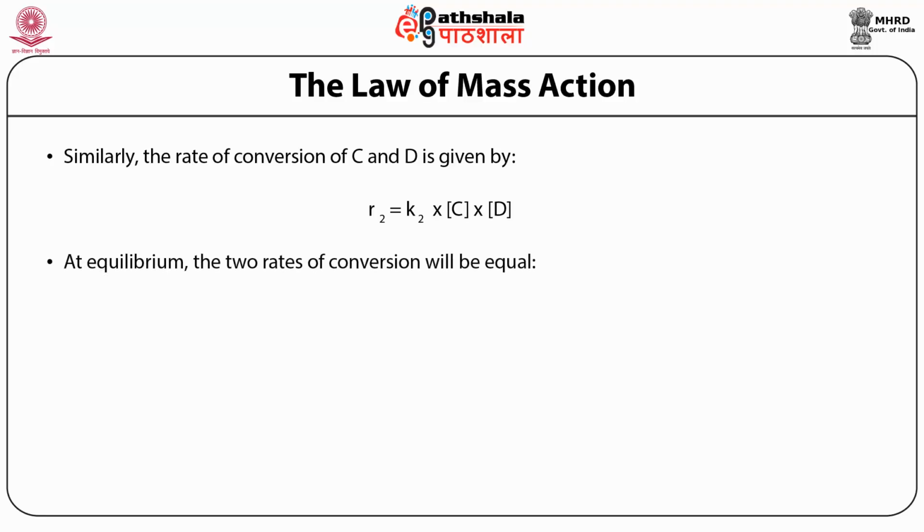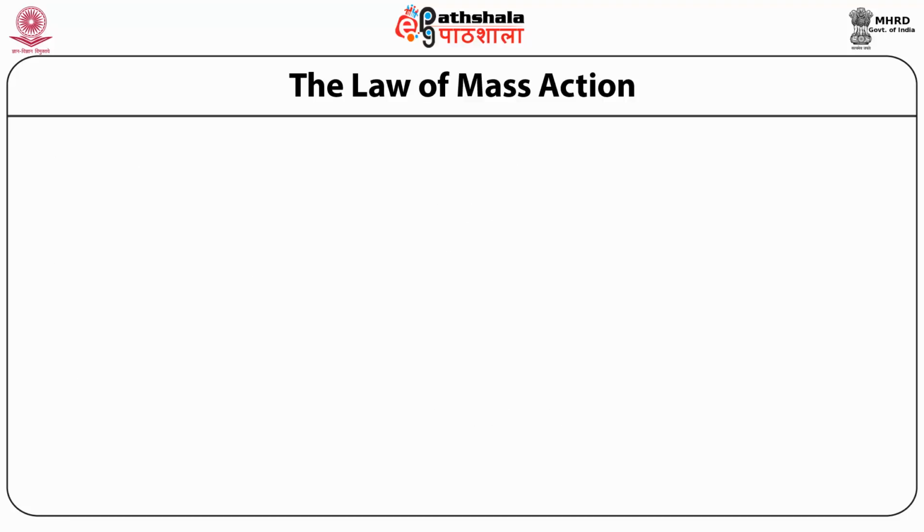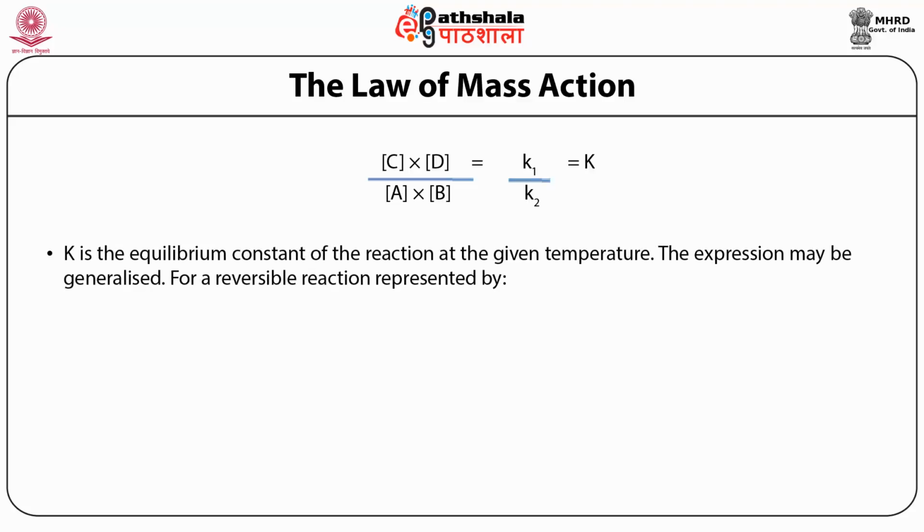At equilibrium, the two rates of conversion will be equal, that is, R1 is equal to R2, or K1 into [A][B] is equal to K2 into [C][D]. So, on combining or solving the equations, K1 upon K2 is equal to [C][D] upon [A][B], which is equal to K capital as shown in the above equation. K capital is the equilibrium constant of the reaction at a given temperature.